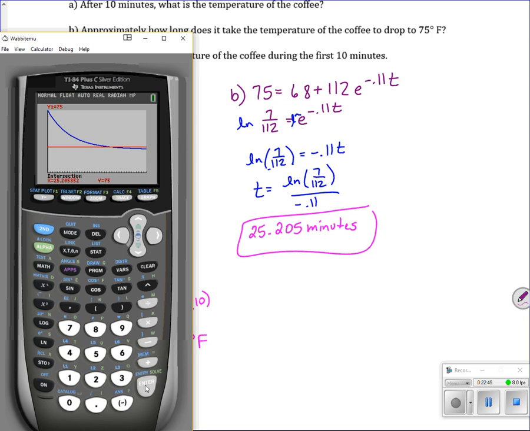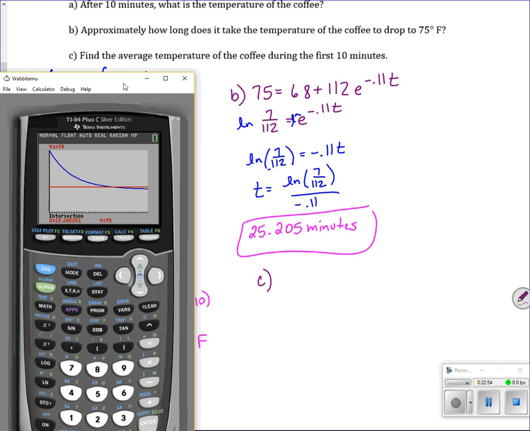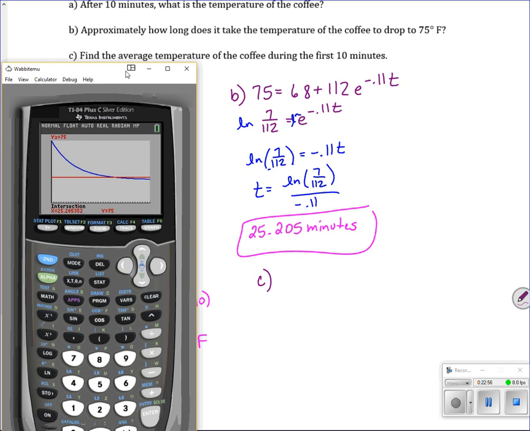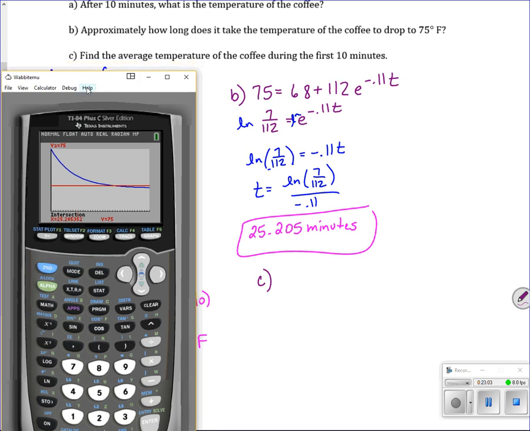So last one. Oh my gosh, I'm almost going to cry. Last one. It says, find the average temperature of the coffee during the first 10 minutes. Now, what have we talked about when we see the word average? We're going to circle or underline what's next to it. Find the average temperature. Do we have an equation for temperature? Well, yeah, that's what our y equals was. That was for the temperature of the coffee.